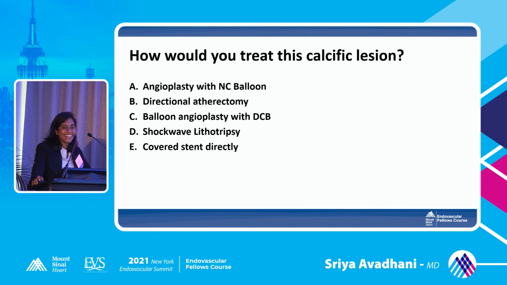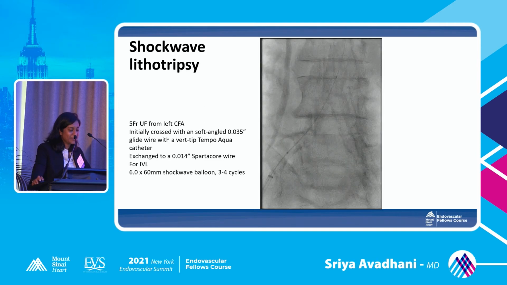Okay. I see some proponents for shockwave, which is exactly what we did in this. So as you see on this, we have a 5 French UF catheter to visualize from the left side. And on the right side, we did initially cross with an 035 glide wire and exchange that to an 014 wire in anticipation of using a shockwave. And we used a 6060 shockwave balloon.